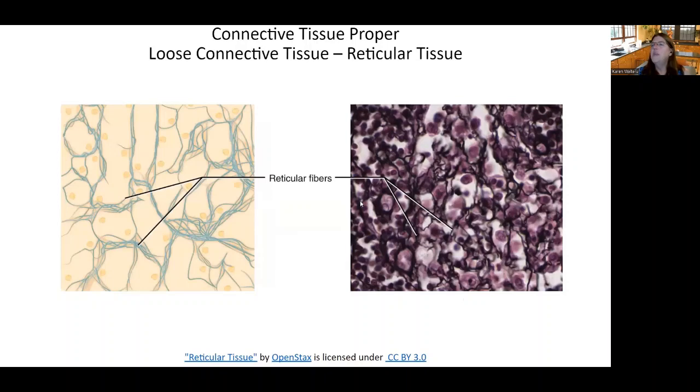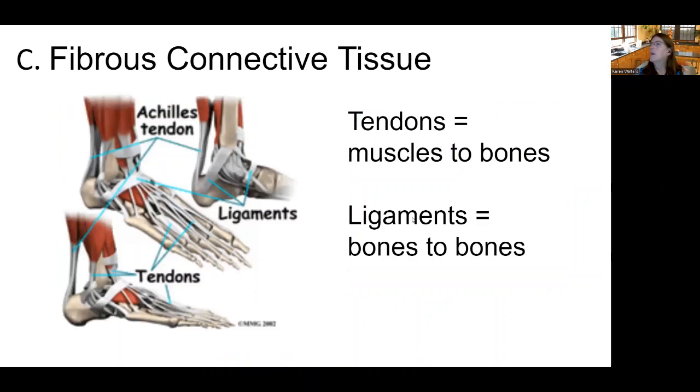Okay, this is tissue called reticular. And you see these reticular fibers in here. We find these fibers in glands oftentimes. This looks to me like a lymph node, and this is kind of helping to hold the glandular cells together. And we have our fibrous connective tissues.